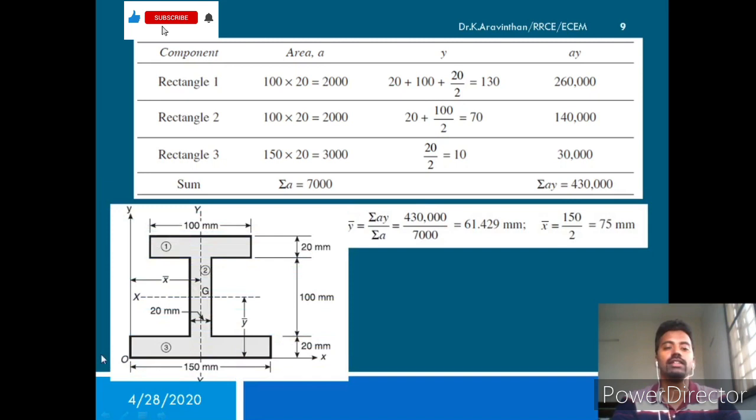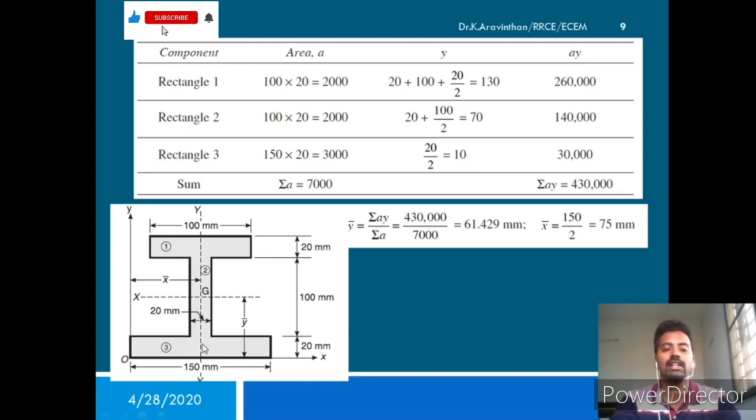Now you are having the section here. Let us identify the first individual centroid, that is G1. From the bottom, if we are considering, this individual section has 20 mm, so the centroid will be 20 by 2, that is 10 mm. You have to take the distance from the origin. From the origin, you are having 20 mm plus 100 mm plus 20 by 2, that is 130 mm is y bar. It is y1.